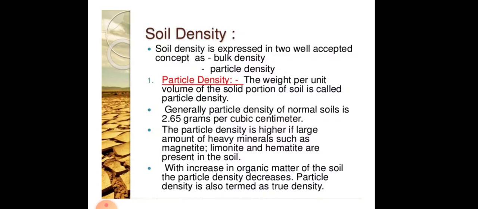There are two types of soil density. The first one is bulk density and the other one is particle density. So these are the two types of density. Let's see what is meant by particle density and what is meant by bulk density. Particle density is the weight per unit volume of the solid portion of the soil.